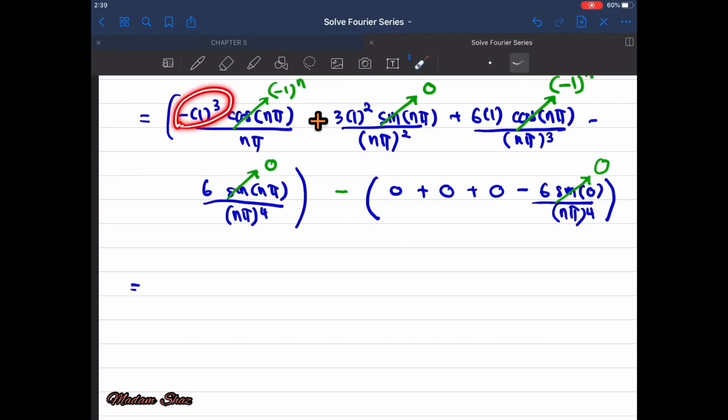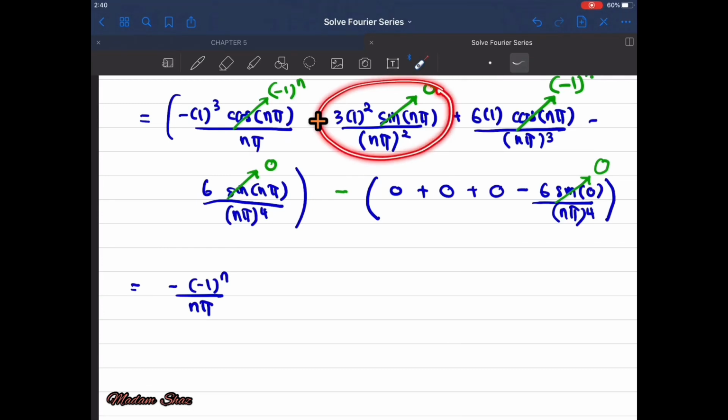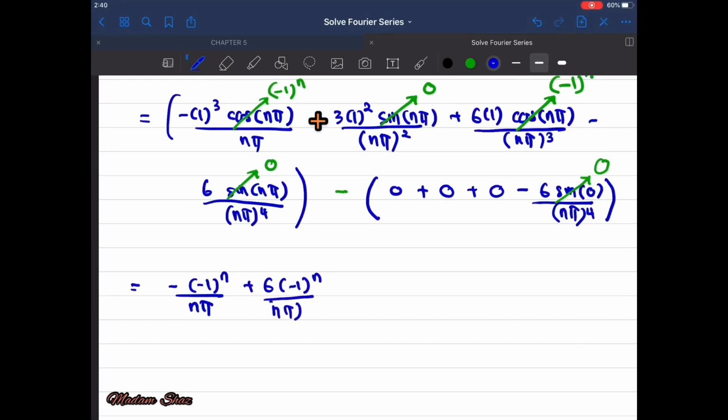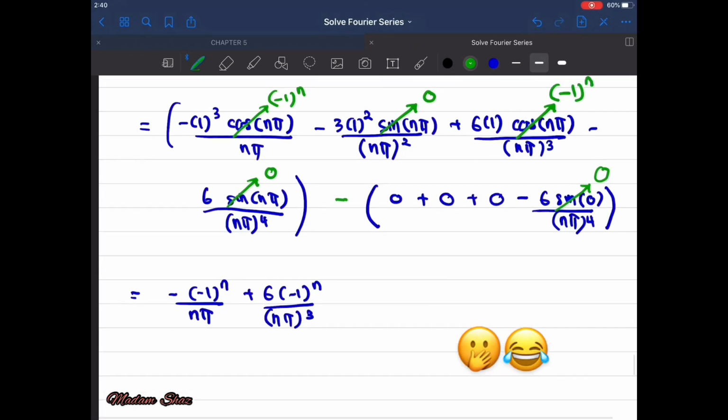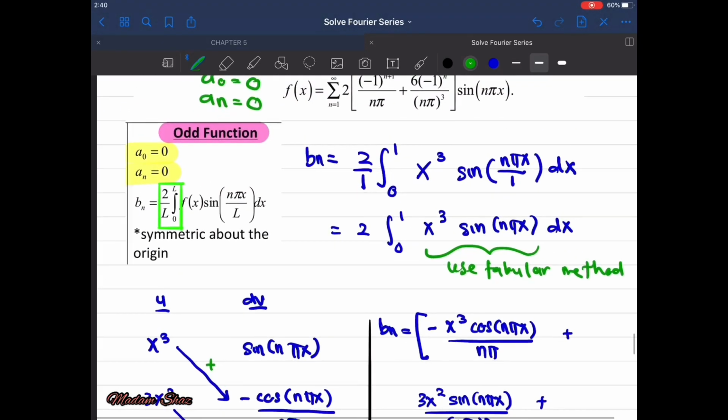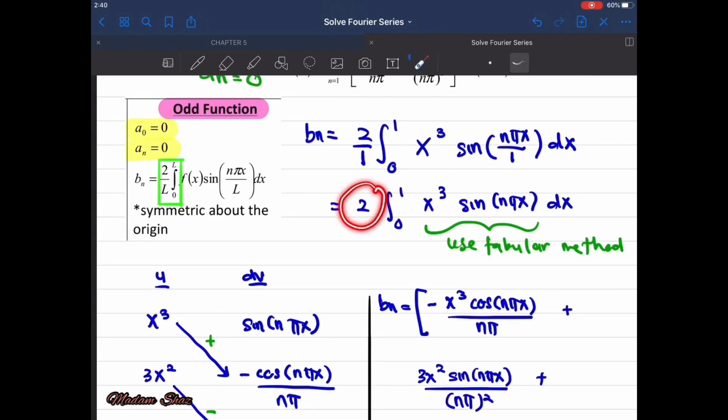Negative 1 the power of 3, this one will become negative 1 the power of n divide with n pi. This one the whole thing will become 0 plus 6 multiply negative 1 the power of n plus 6 multiply negative 1 the power of n divide with n pi the power of 3. Okay, so the rest here everything will become 0. So we have 2 over L at the front here. Okay, so I forgot to write 2 here. So this one we have 2 at the front.